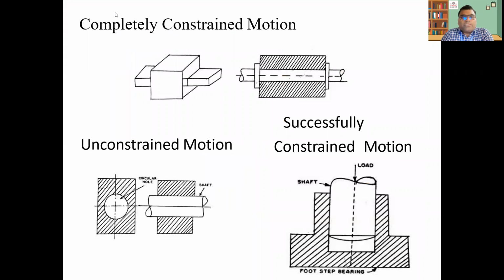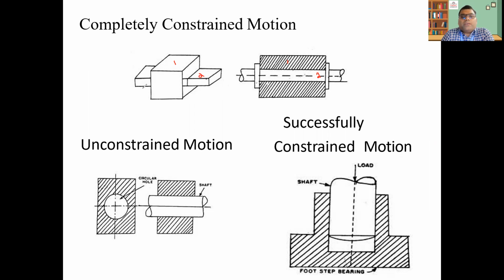So the first one is completely constrained motion. This is when the motion between the elements of the pair is in a definite direction, irrespective of the applied force. We have two diagrams here to understand this motion. Let's discuss the first one.